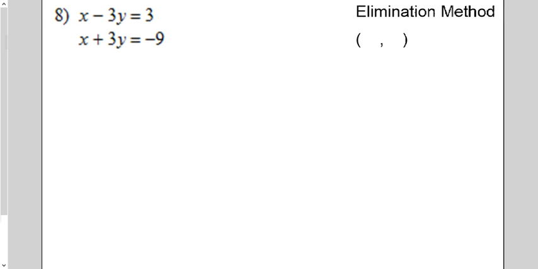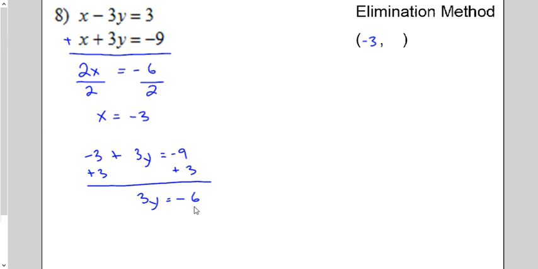Here's number 8. X is going to equal -3. Substitute that in and solve for y. Make sure you didn't accidentally call this -12. -9 plus 3 is -6, so be careful there. After you divide both sides by 3, you should get y equals -2.